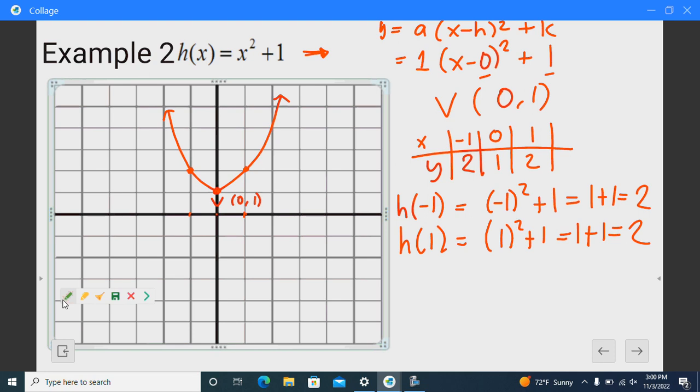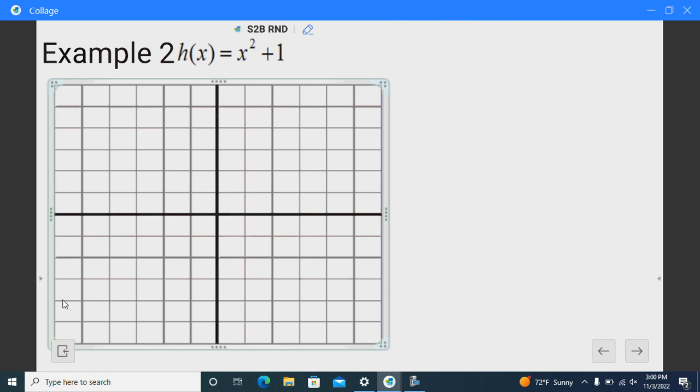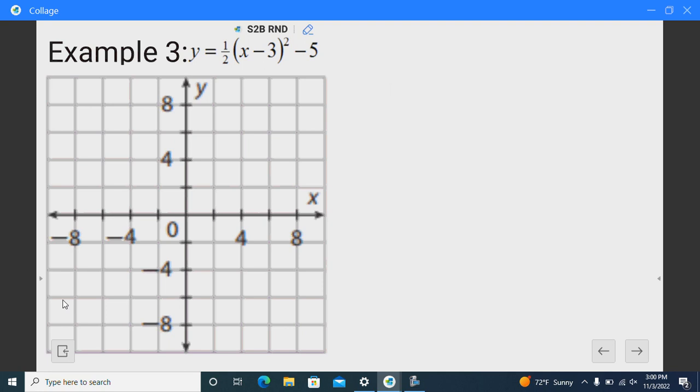Now this is also our axis of symmetry. Axis of symmetry, that is x is equal to 0. Now you can pause the video and review it again. And let's have the last example.